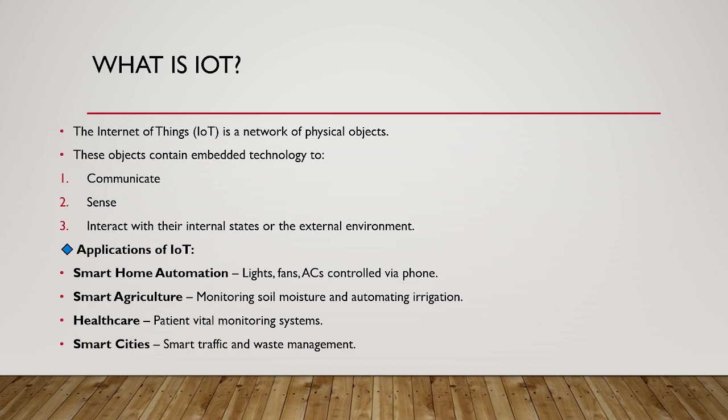So, what is IoT? IoT means the Internet of Things, which is a network of physical objects that have embedded technology, allowing them to communicate, sense their surroundings, and interact with the external environment. So we see it everywhere now in smart home automation systems, in monitoring soil moisture, in healthcare monitoring systems, etc.